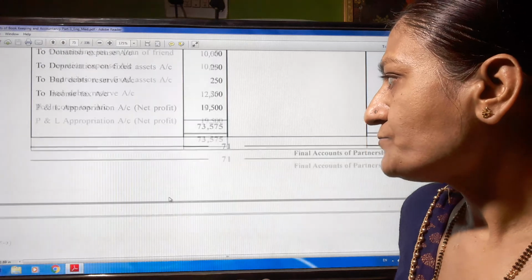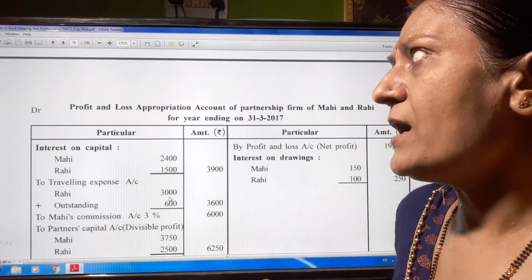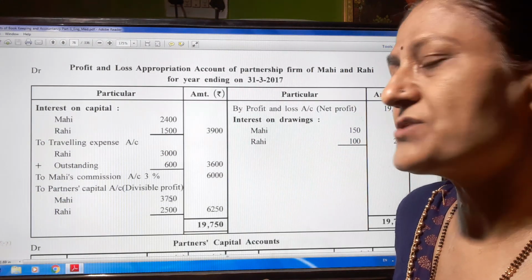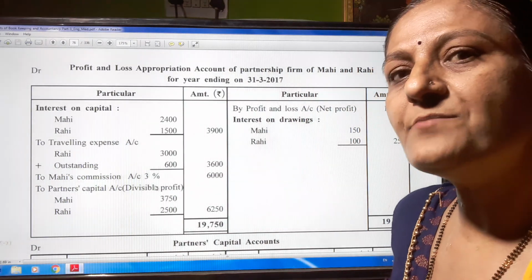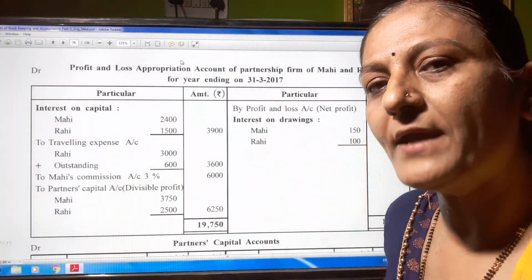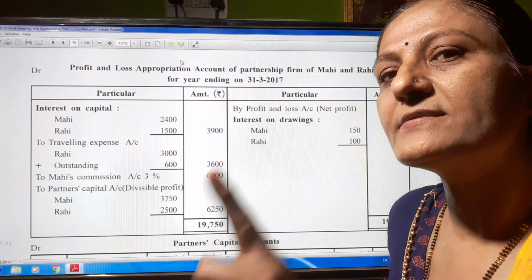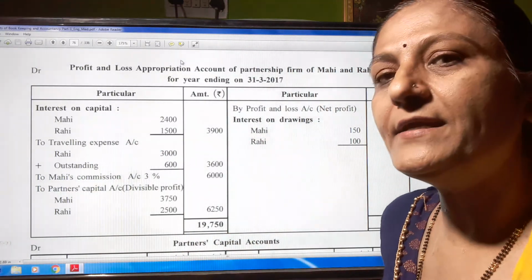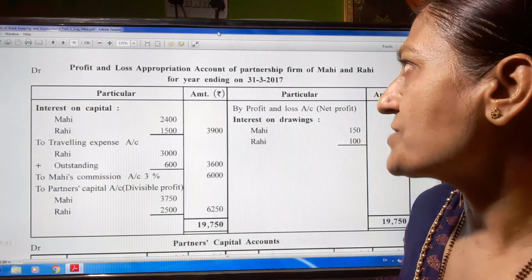Now third our account is the profit and loss appropriation account. We know that transactions between the partnership firm and partners, transactions between the partnership firm and partners we write here in the profit and loss appropriation account.